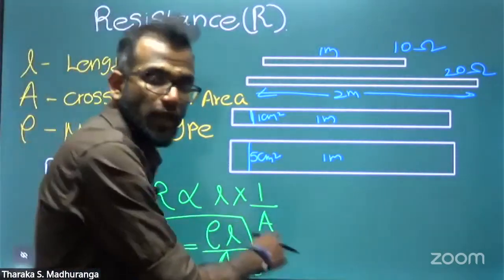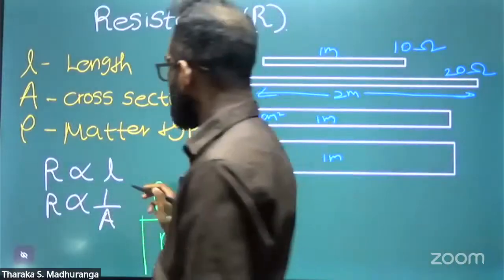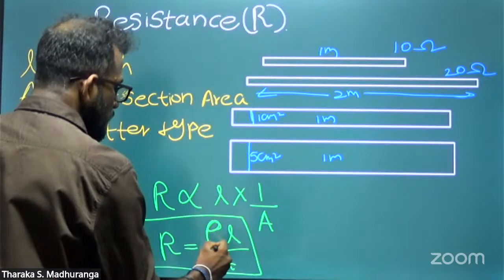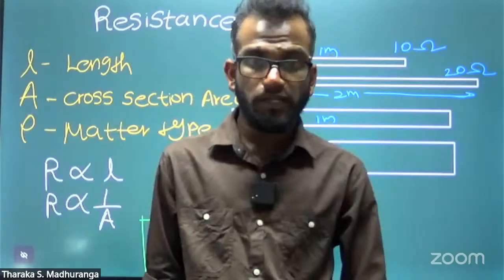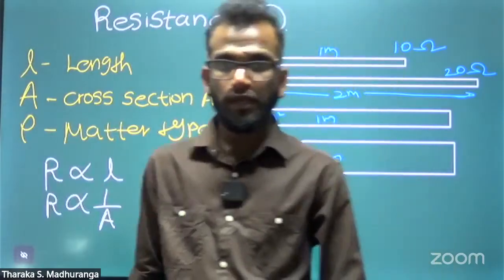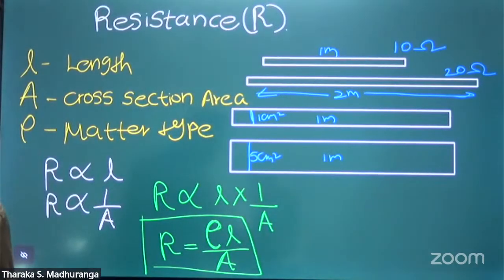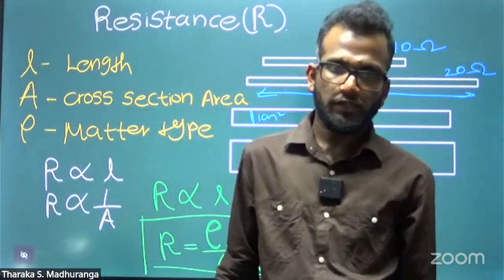Rho is the factor dependent on the matter type. We call it rho, a Greek letter that we also use for density. I think you can remember, for hydraulic density we also use this rho. R equals rho L over A is the resistance equation.